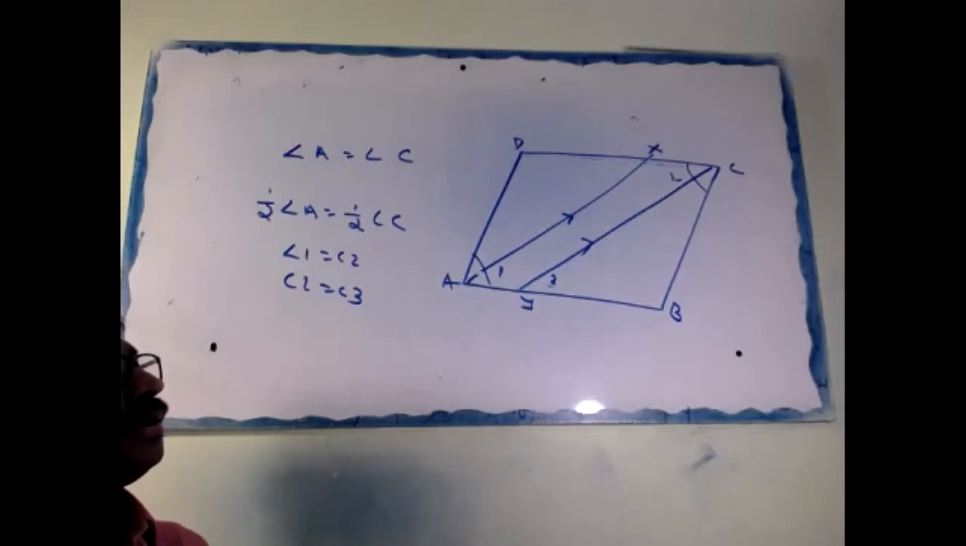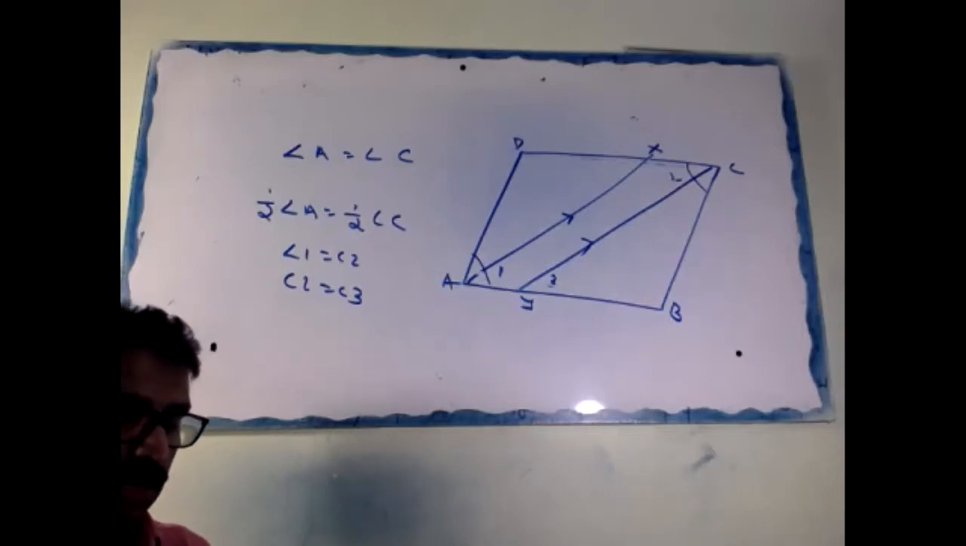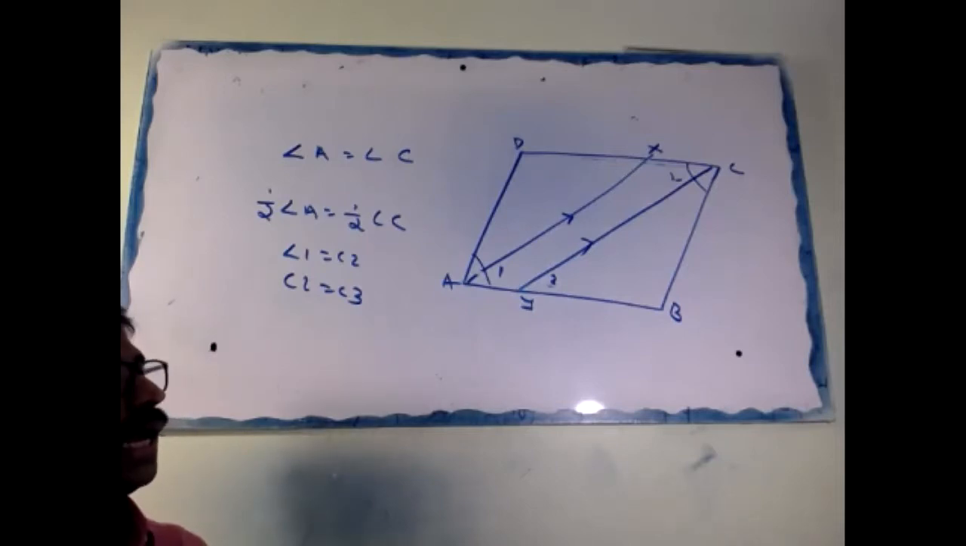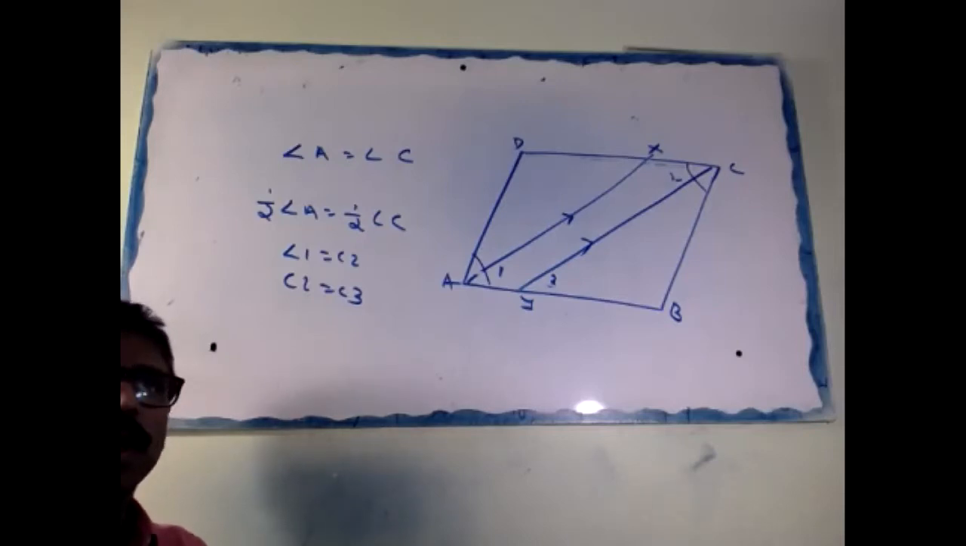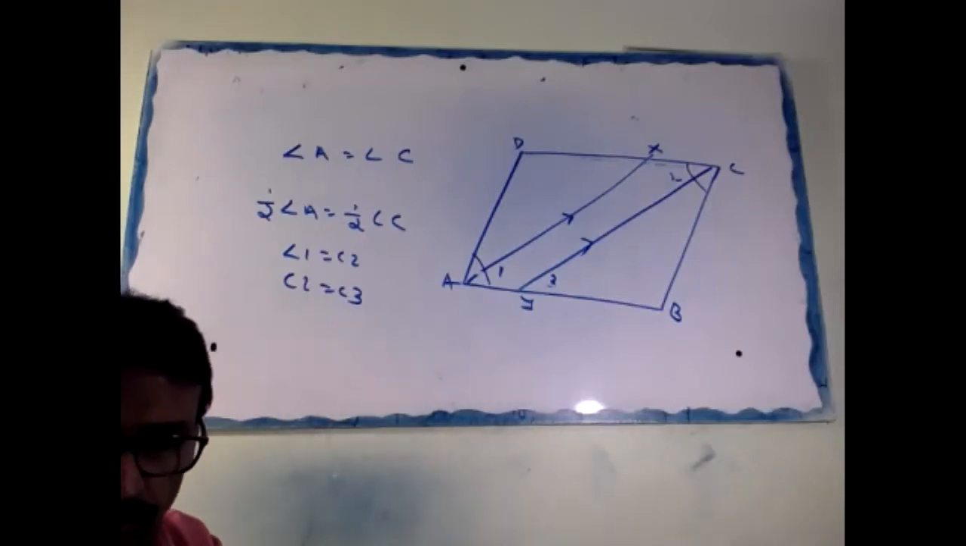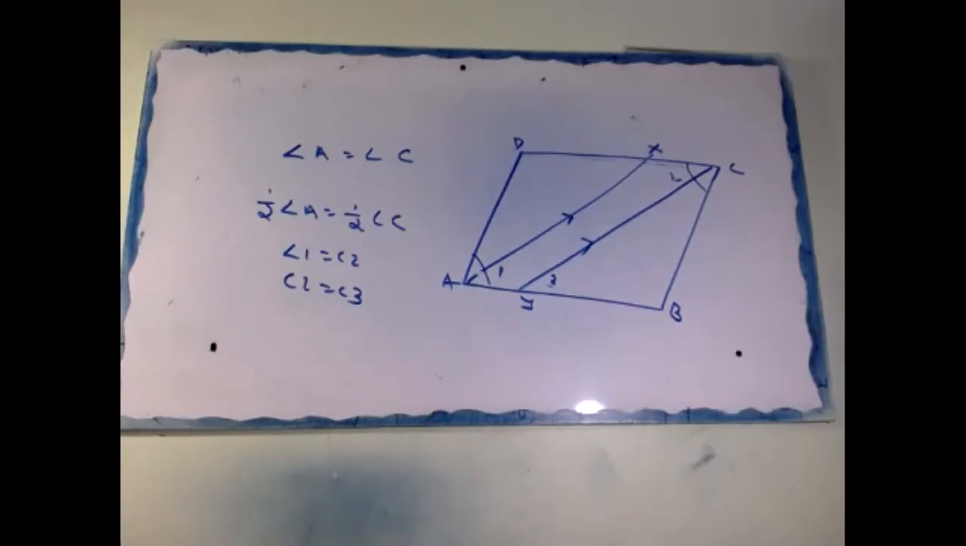Then half angle A equals half angle C, that is angle 1 equals angle 2. In brackets, AX and CY are bisectors of angle A and angle C.